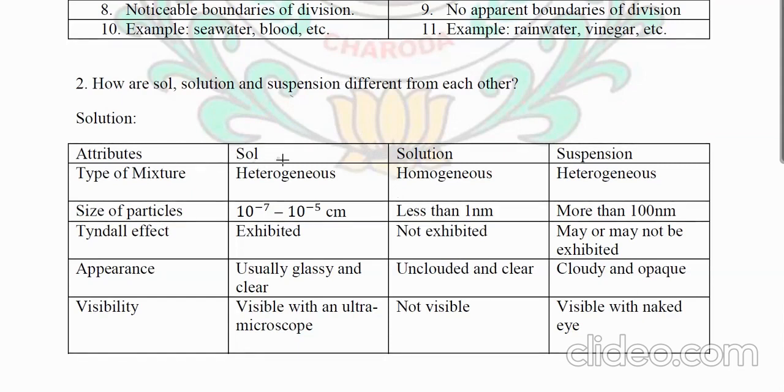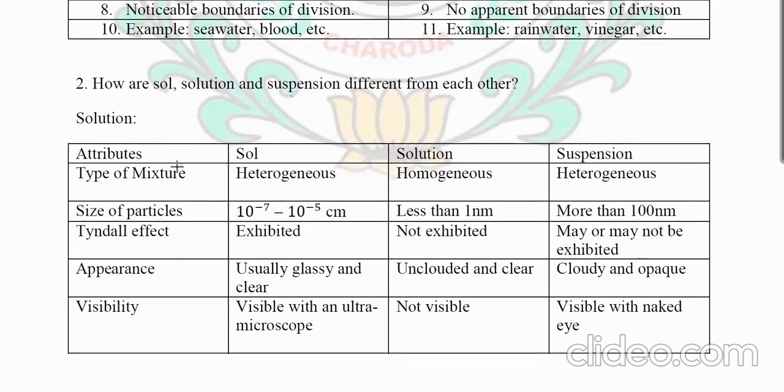Okay, so four columns I have made. The first column is for attributes or the properties on the basis of which I am distinguishing all these three. Second is for the sol. Third column is for the solution. And the fourth column is for your suspension.